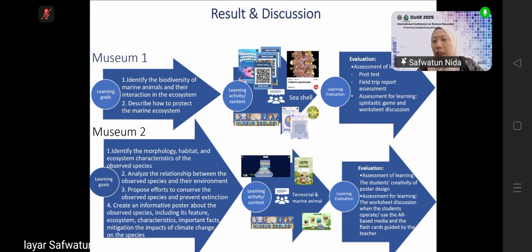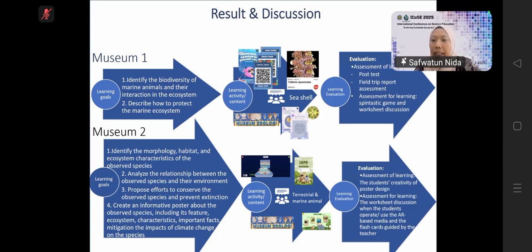Available in the digital flipbook. And after that, the students also learn about the animals from flashcards, which consist of animals with their habitat, then identify the type of interaction and something like that.